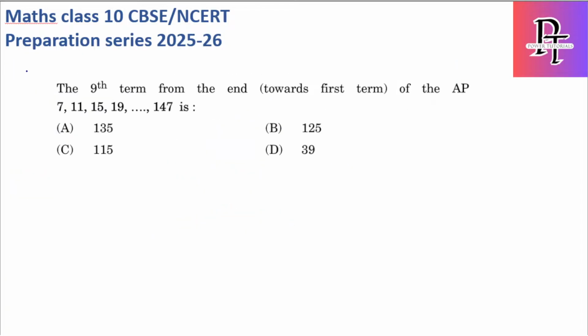Okay, now let's move to the fifth question for today. The ninth term from the end of an AP series is asked. Okay, so what is a here? A is the first term, which is 7. What is d? d is the second term minus the first term, 11 minus 7, so we got the d value as 4. So simply the ninth term from the end, not from the first term.